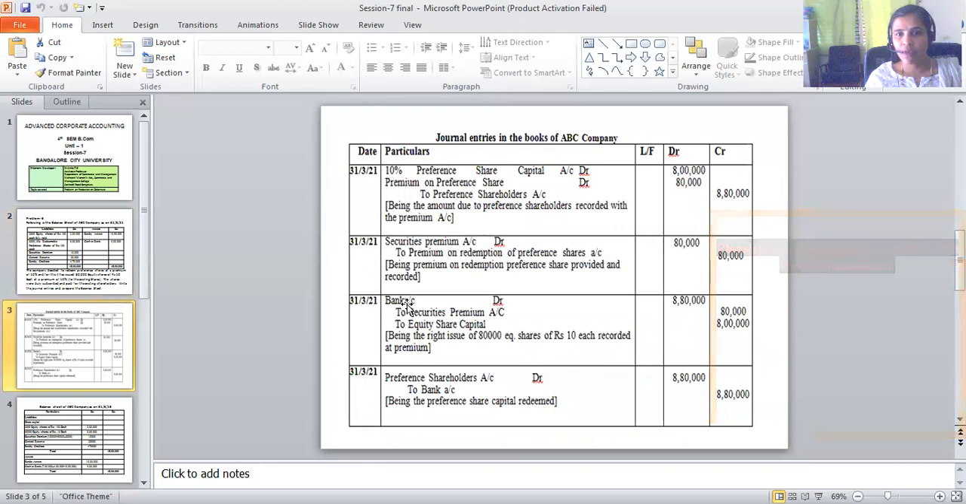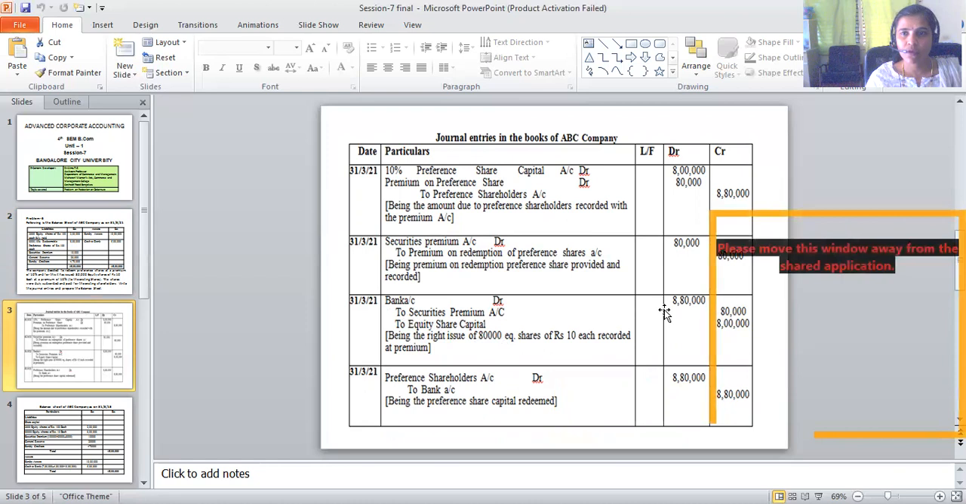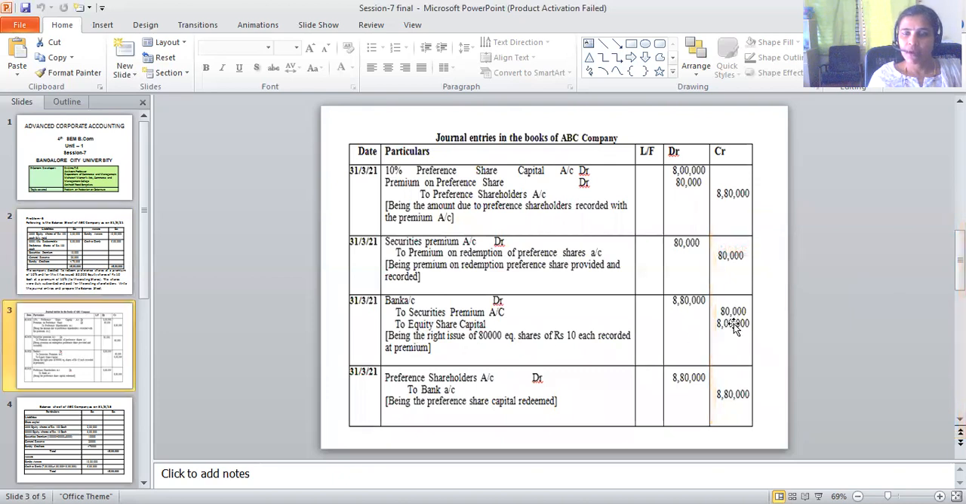So what they do is they collect the fresh issue of equity shares amount. They are collecting 80,000 shares, so bank account is debited because 8,80,000 is what you receive from the fresh issue of equity shares at premium. Securities premium account is 80,000 and equity share capital is 8 lakh. Whenever we are issuing shares at premium, that amount cannot be added to the capital, it has to be shown separately. So bank account debit to securities premium account and equity share capital accounts, credited with 80,000 and 8 lakhs respectively.